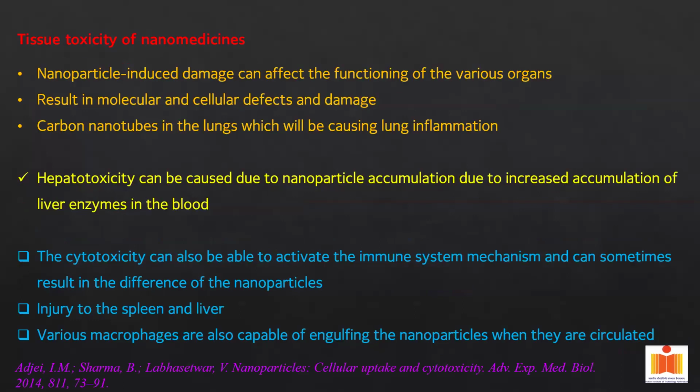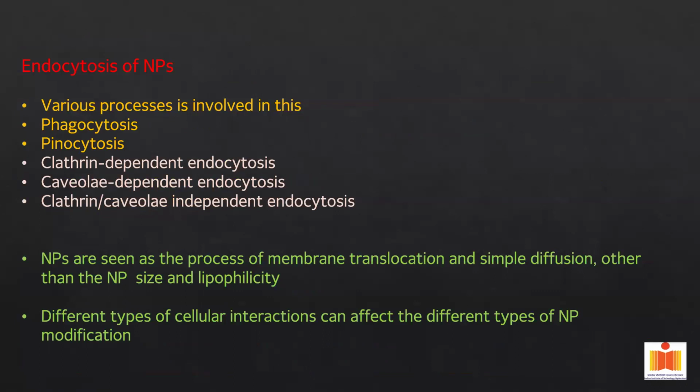So this toxicity has to be dealt with and kept in mind. This will result in molecular and cellular defects and damage. For example, carbon nanotubes in the lung can cause lung inflammation. Hepatotoxicity can occur because of accumulation of liver enzymes in the blood, because of nanoparticle reaction. Cytotoxicity can happen, which can change the immune system. Injury to spleen, injury to liver, and also macrophages can engulf nanoparticles when they are circulated. So many things can happen.